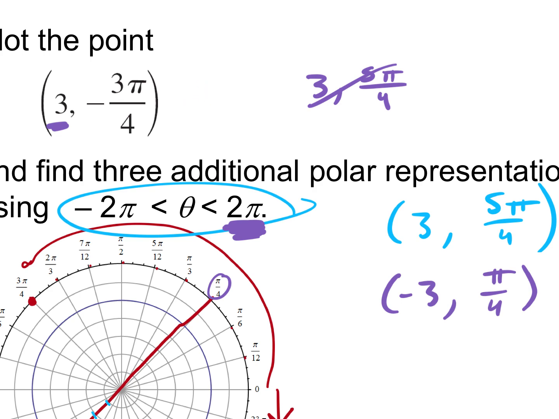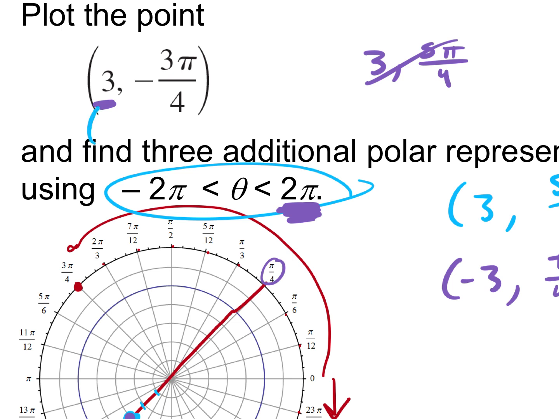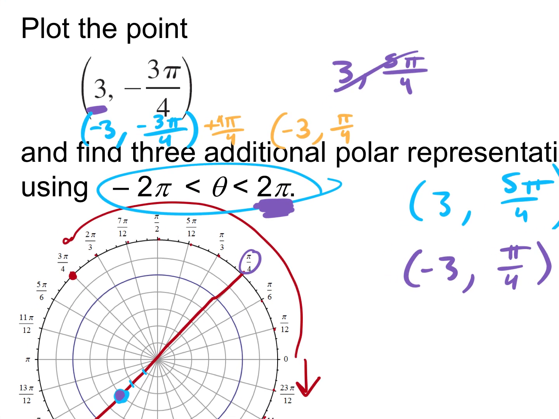So let's change the sign. Let's change it to -3. If I change the sign to -3, what would I have to add to -3 pi over 4? Pi. I add an odd amount of pi, so I can add pi. So this would be, I think the one that we just found also, it would be 4 pi over 4, so -3, -3 pi over 4, which is also the one that we already have.